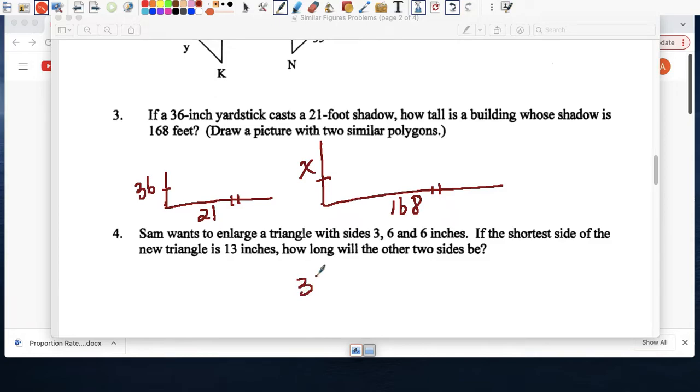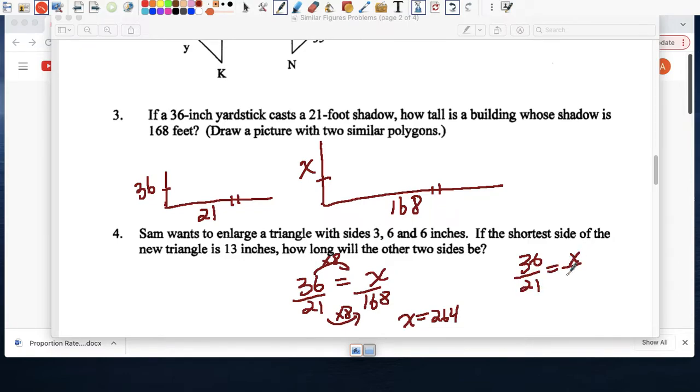So we can say 36 corresponds to x, that's 21 corresponds to 168. Well, can you find a relationship? So we can divide 168 divided by 21 and find that it's 8, so it's times 8. So on top I'm going to multiply times 8. And x equals 36 times 8. 4 goes 2, 24, 264. 264 inches.